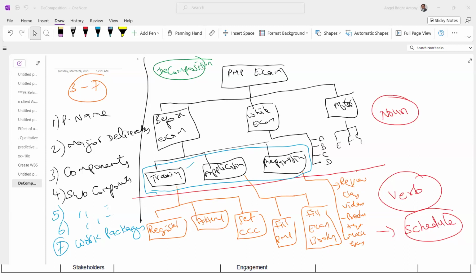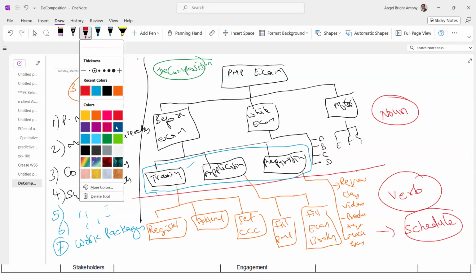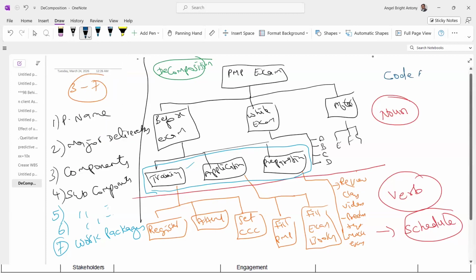Each WBS element will have a unique identifier. This unique identifier is known as code of accounts. Why is it known as code of accounts? Because that ID is used to track the progress, the performance of those elements later when you are in execution and monitoring and controlling.